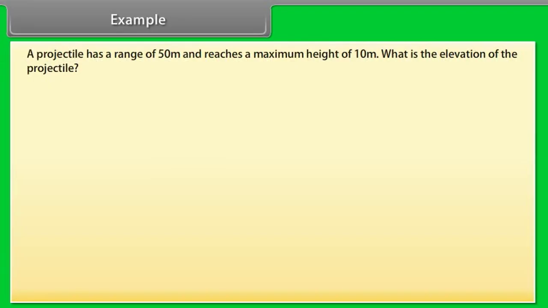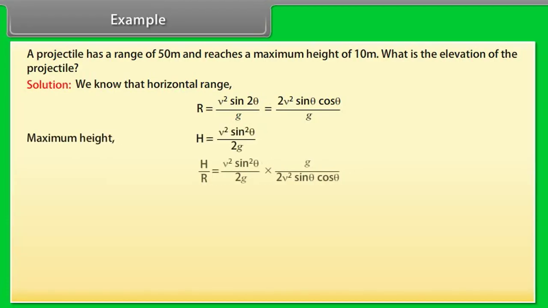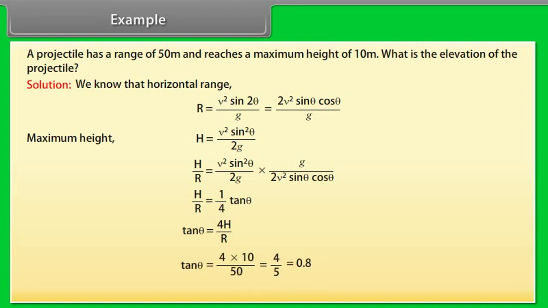Example. Let's take an example of projectile motion. A projectile has a range of 50 meters and reaches a maximum height of 10 meters. What is the elevation of the projectile? Let's see the solution. We know that horizontal range is equal to v squared times sin 2 theta divided by g. We derive the relation between height and range, given by h upon R equals 1 by 4 tan theta. On calculating this equation, we get the value of theta equal to 38.66 degrees.